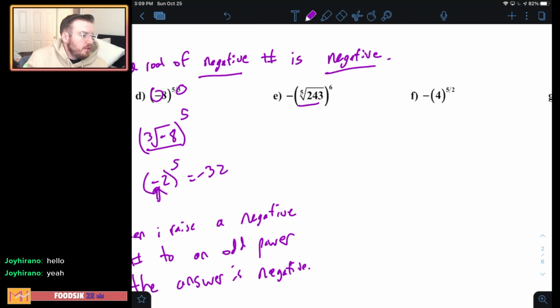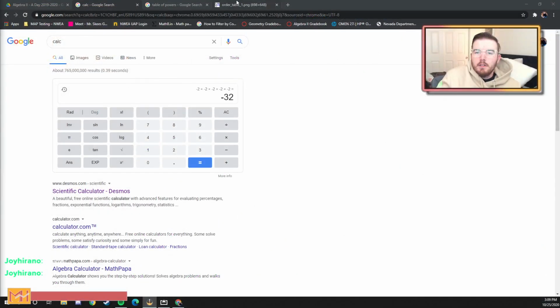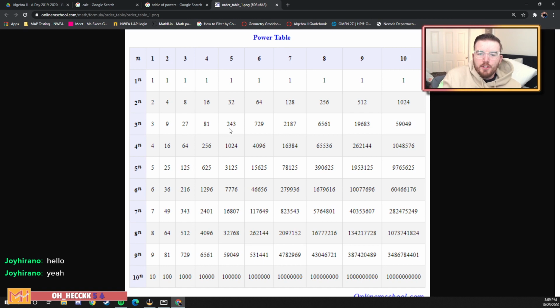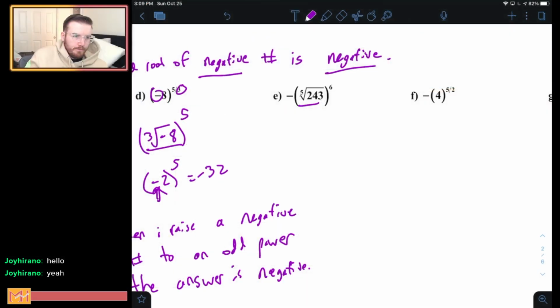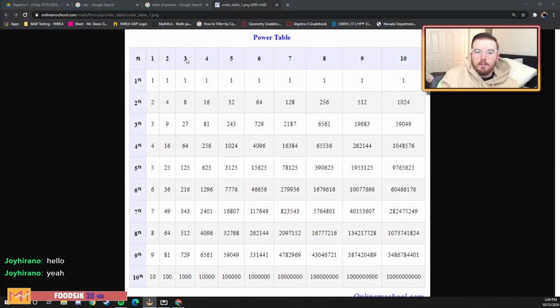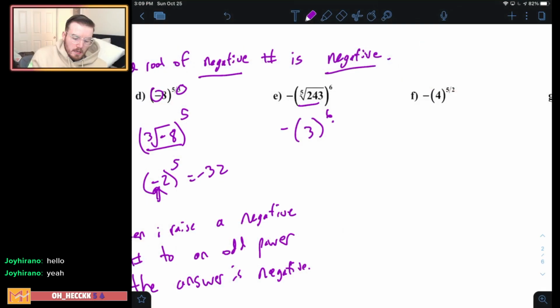The 5th root of 243. I don't know what that is. Do you? The 5th root of 243 is 3. Three to the 6th is 729. But that negative's on the outside, so it makes it -729.